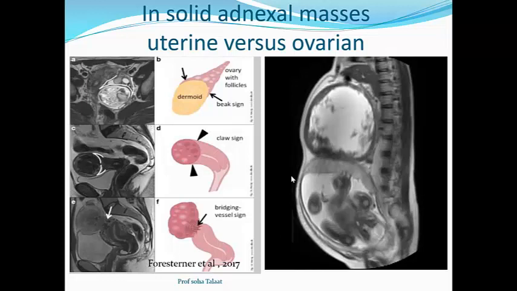This case was a fetal MRI, and the patient presented with epigastric pain, and this mass was seen. Many of those who see the case say that it may be ovarian, but it's not ovarian. It is abutting the uterus. There is a vascular bridging sign, and there is not much claw sign, but it's related to the uterus. So this is a degenerated fibroid, red degeneration in a fibroid. It was late in pregnancy, but it is a red degeneration in a fibroid.